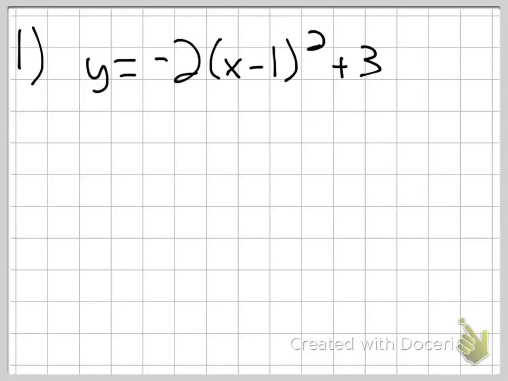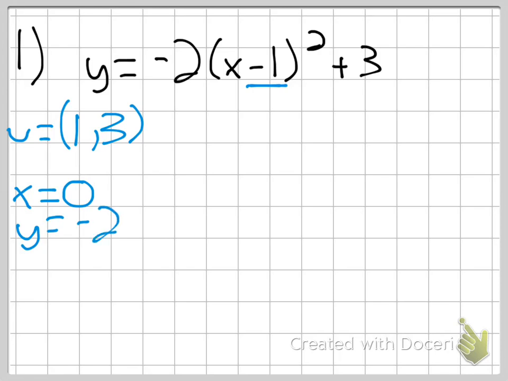Okay, here we have to recognize that the quadratic is in vertex form. So it's really easy to find the vertex. It's simply the opposite of the number inside, so 1, and we obtain the value outside, 3, so the vertex is (1, 3). Now I need to find another convenient point. I'm going to substitute x equals 0.